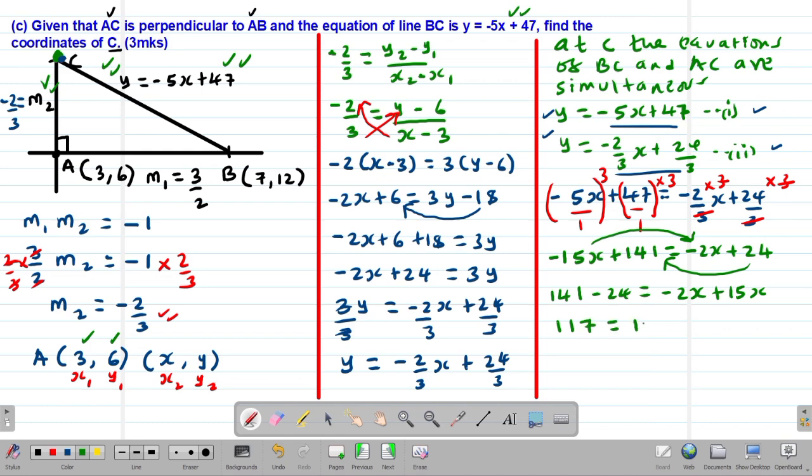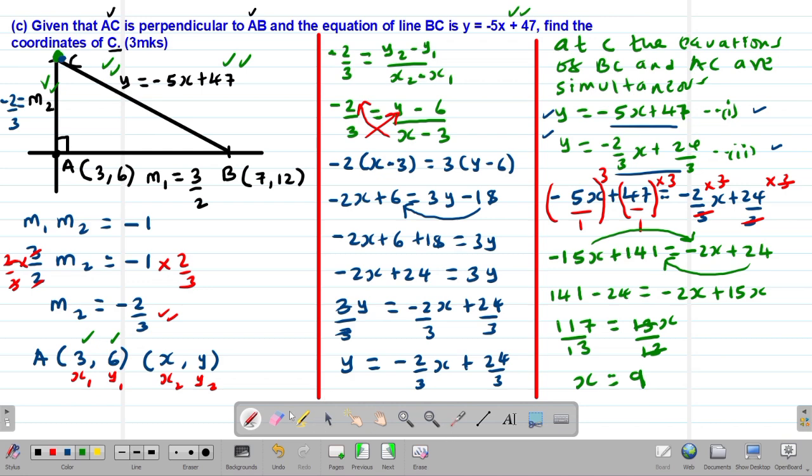117 is equal to negative 2x plus 15x, which gives positive 13x. Then I'll divide through by 13. Of course, the value of x will be equal to 117 divided by 13. I'm going to get a positive 9.